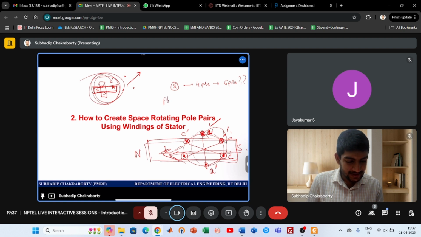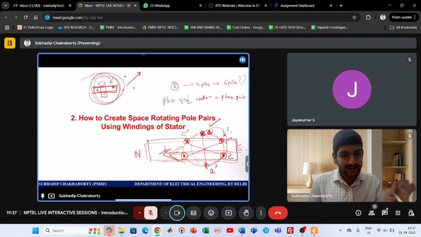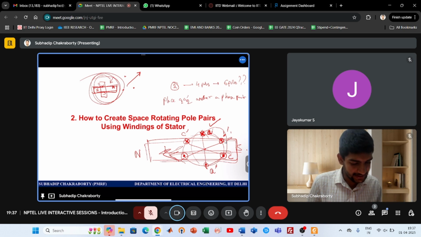So place A1, A1 dash, A2, A2 dash, another A phase pair which gets excited with the same A phase together with that A1, A1 dash, right? So if it has A1, A1 dash and A2, A2 dash. Now why are we talking about all these things? Because it is important to analyze what is going on inside the machine, right? So that's why we talked about how we place another coil which can help in generation of another pair of magnets.